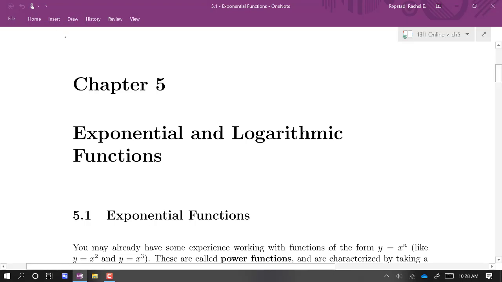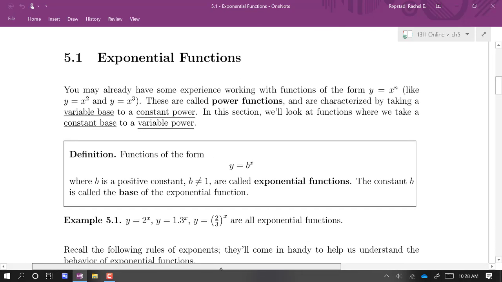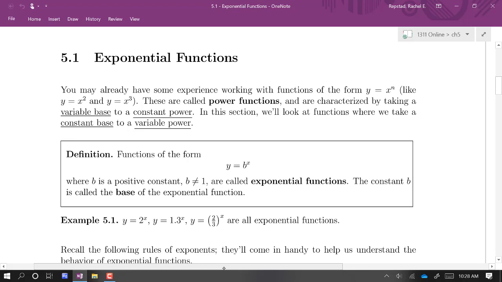Alright, in this chapter we're going to spend some time examining the exponential and logarithmic functions, and we'll begin with exponential functions. Now, we might already be familiar with functions that look like y equals x squared or y equals x cubed. We call those power functions, and their basic form is that the base is variable, right? We've got x raised to some constant power. The y equals x squared function just tracks what happens when we square different numbers.